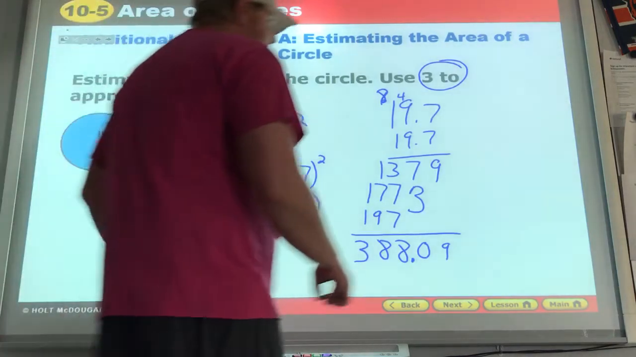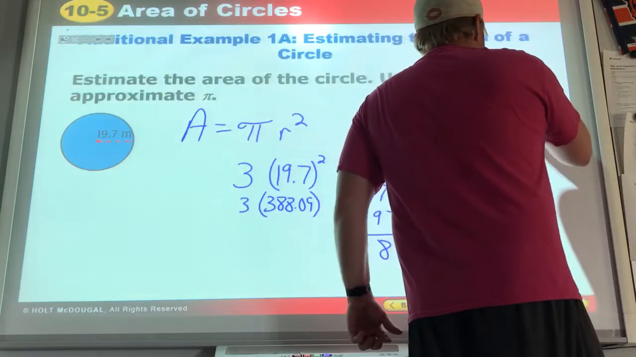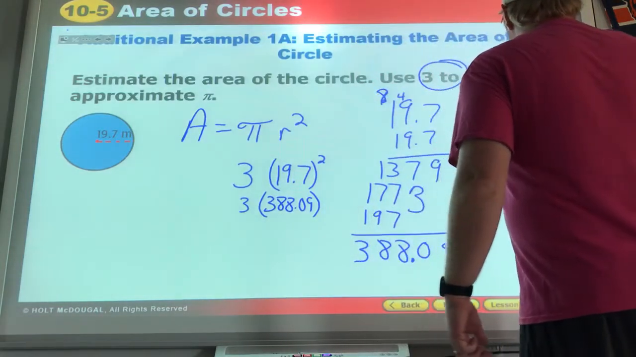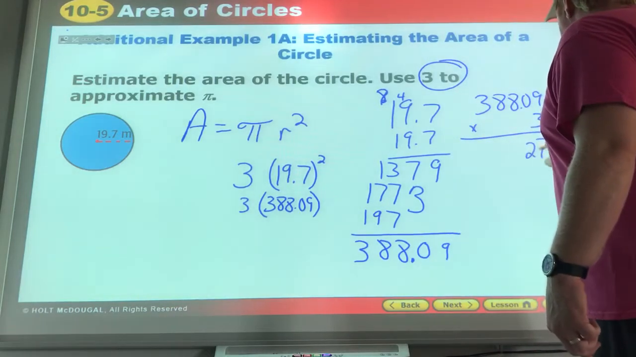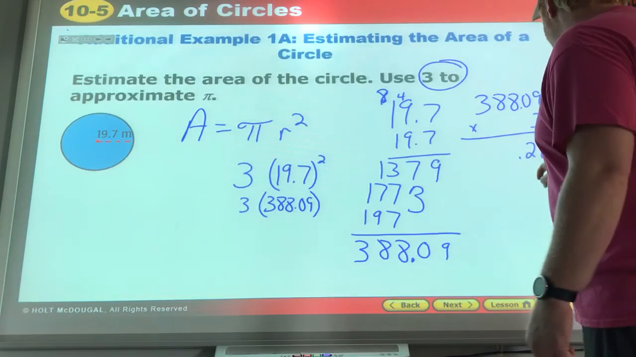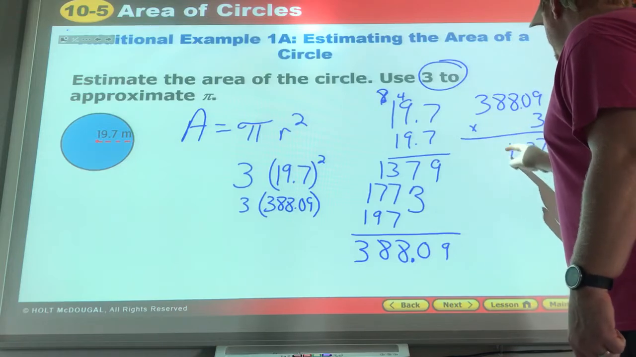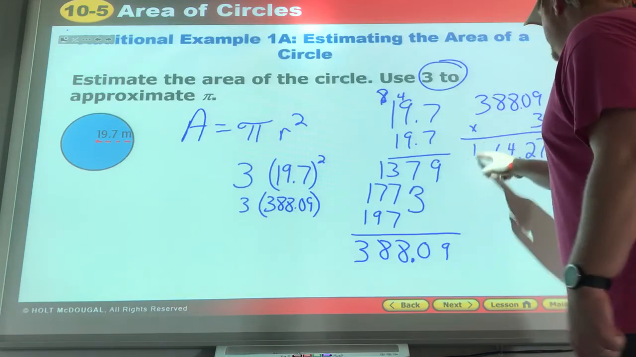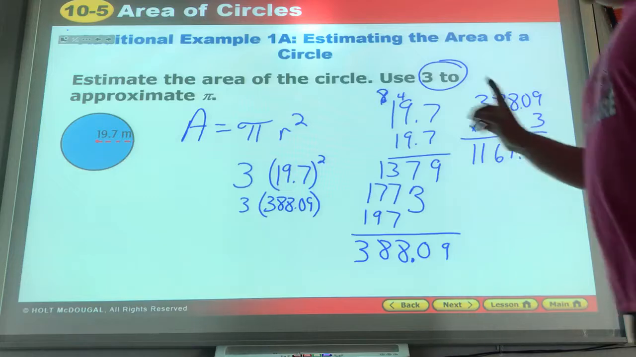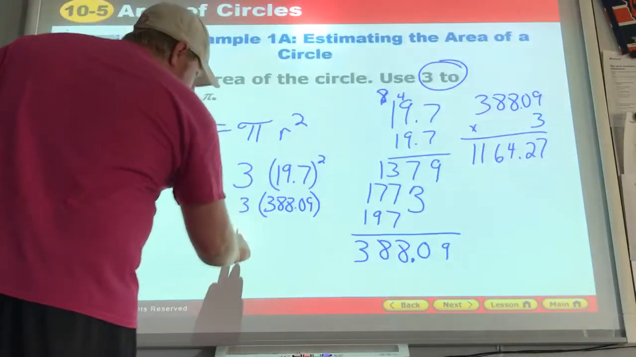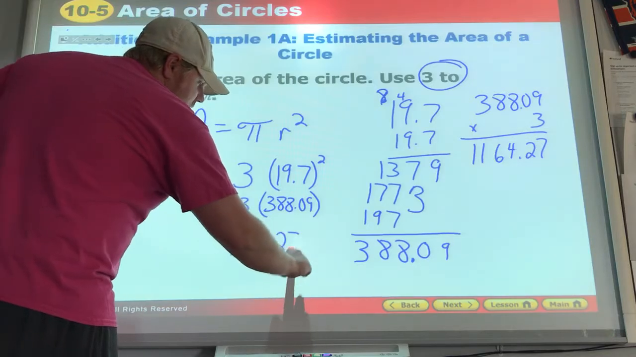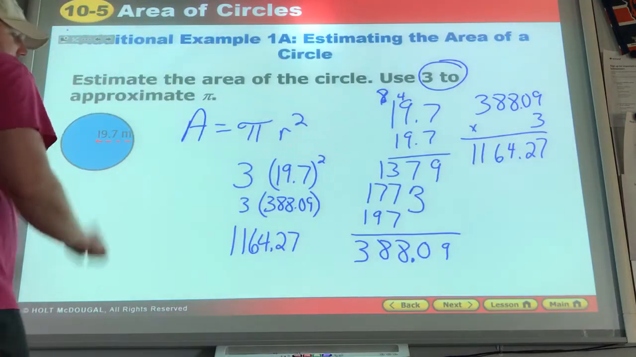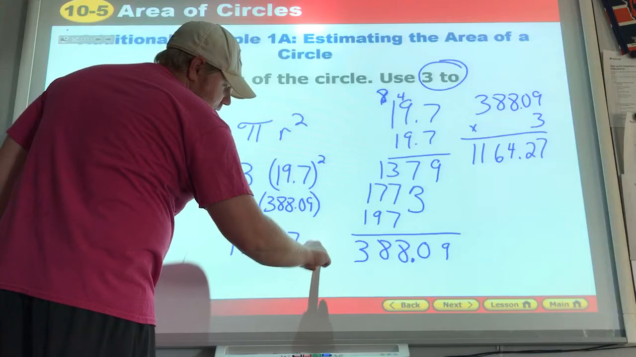So when we do that math, 388.09 times 3, our answer is going to be 1,164 and 27 hundredths. And don't forget, since it's area, it is meters squared.